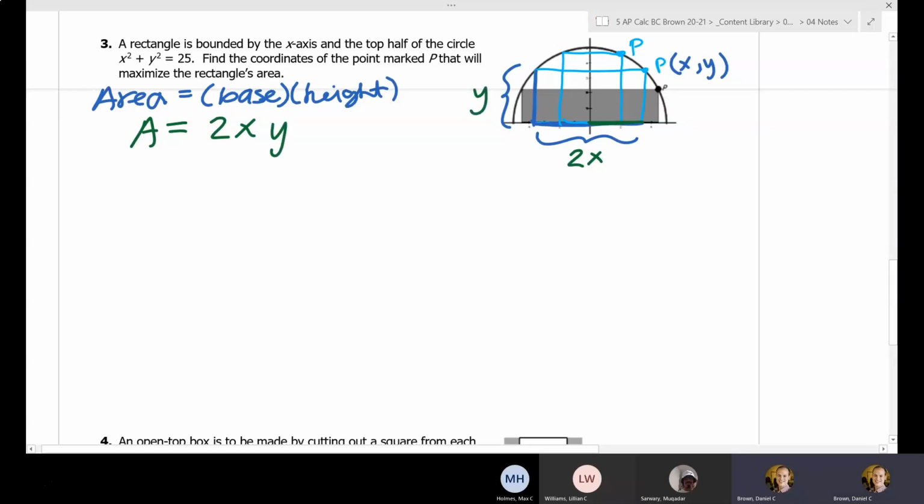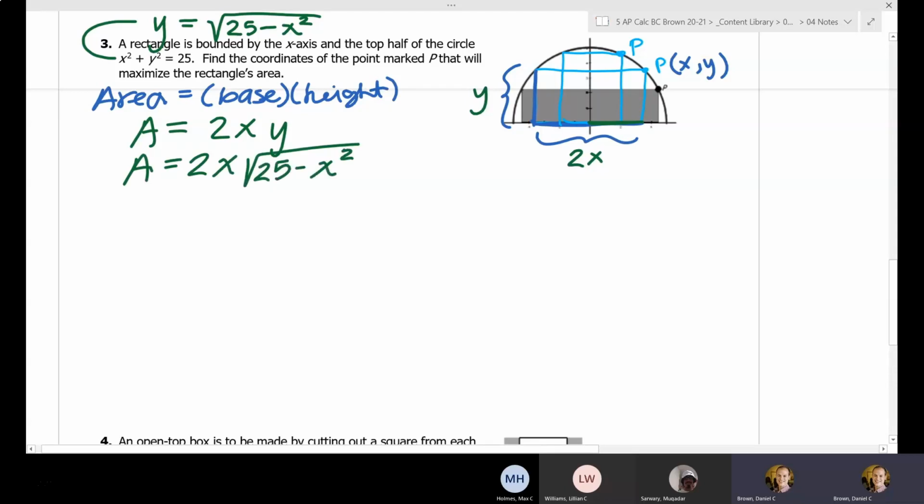Looking at the area being equal to 2xy, that's an issue because we have too many variables. We just want it in terms of one variable. It doesn't matter which variable you solve for. When I have x's and y's, I just like dealing with x's, so I would solve this for y in terms of x. And you wouldn't have to worry about the plus or minus when you take the square root because you are looking at just the top half of that circle. So y would be equal to the square root of 25 minus x squared. So my primary equation that works a little bit better is 2x times the square root of 25 minus x squared.